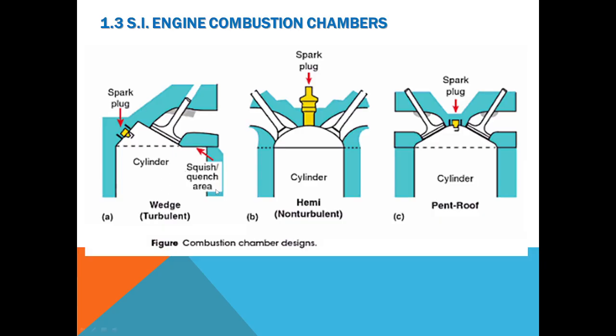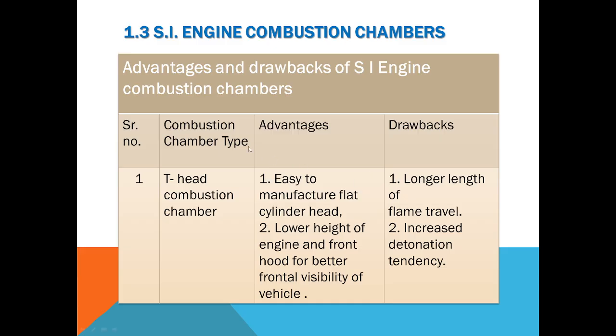Now, you may see the design of the wedge type combustion chamber, a wedge-like structure. This is the hemispherical, and this is the pent roof type structure. Now, we'll see the advantages and drawbacks of each type of combustion chamber.